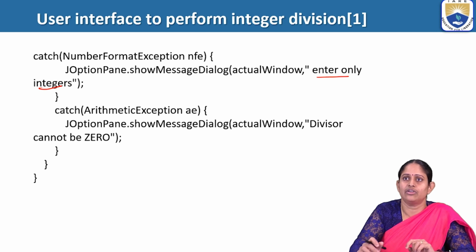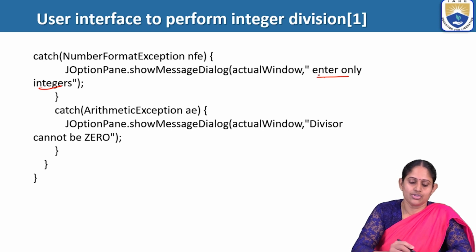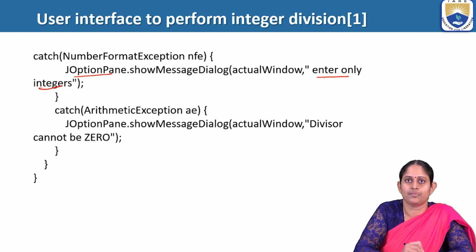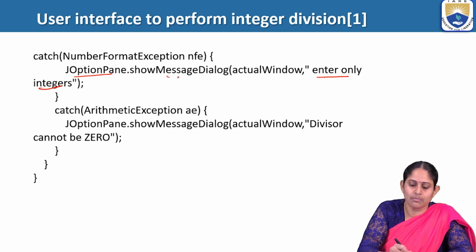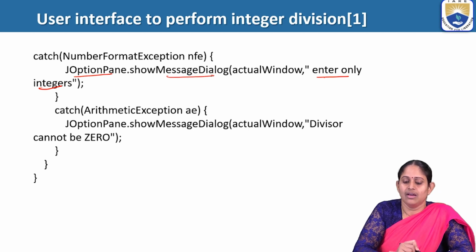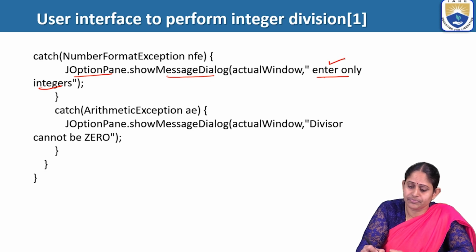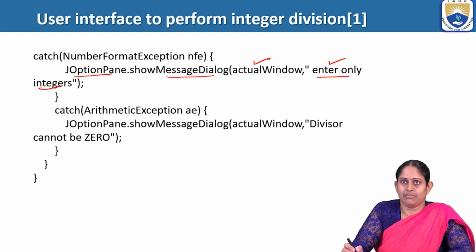So on the dialog window, we will find the message to enter only integers. To display that dialog message, we make use of the JOptionPane class and the showMessageDialog method. This method will place this particular error message onto the frame.